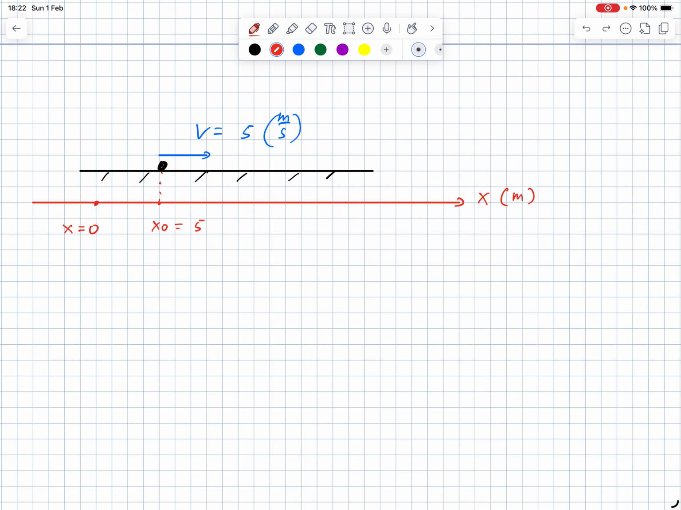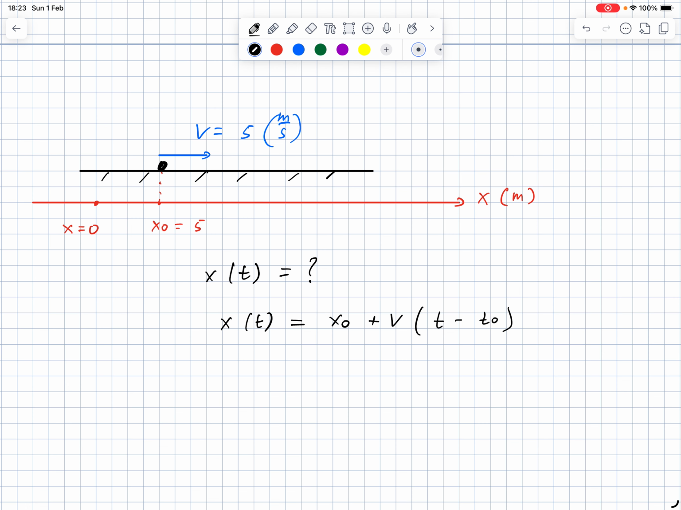Now what we can ask here, for instance, is what is the function of position x with respect to time. I assume that you watched or learned something about movement in one direction at constant velocity. We can use the following formula: x equals the position at time 0 plus the constant velocity times t minus t0.